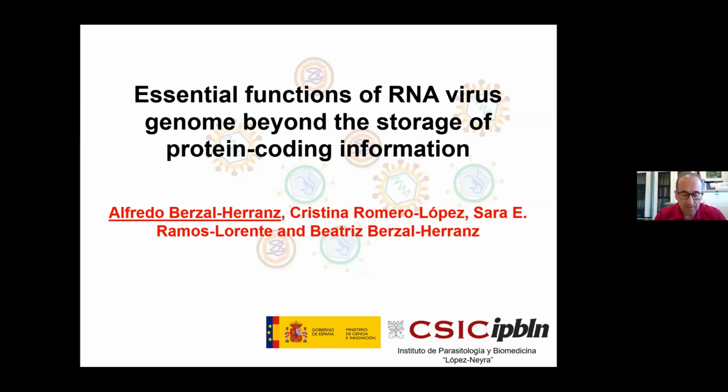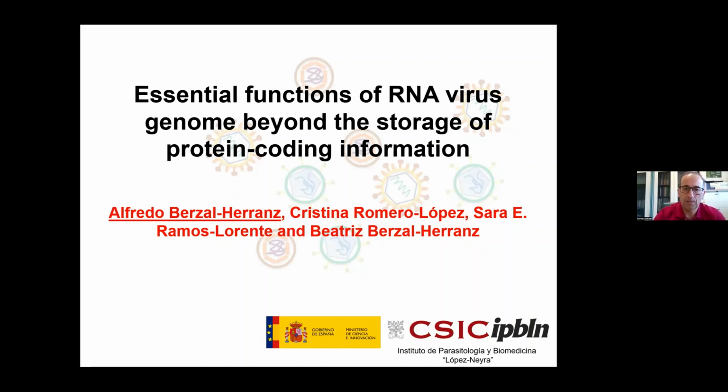Before starting, and in order to facilitate the understanding of the idea, I think it's important to mention that the protein coding information represents only a portion of the total genetic load of a genome. In this case, RNA viruses have to carry all genetic information required for the successful completion of the viral cycles. To achieve this, RNA viruses have developed different strategies, and one of them is to store information in RNA in discrete structural RNA units.